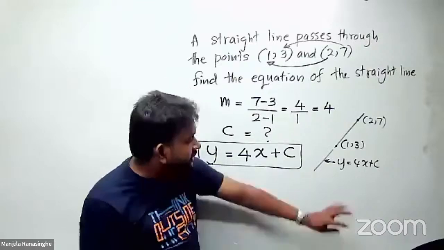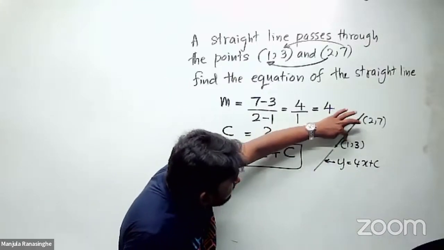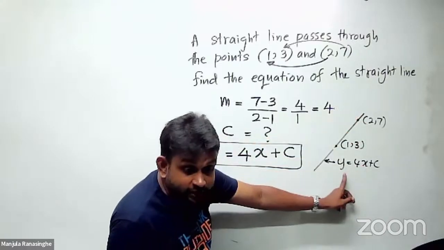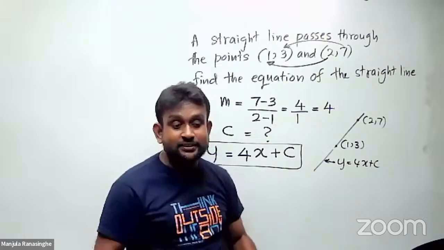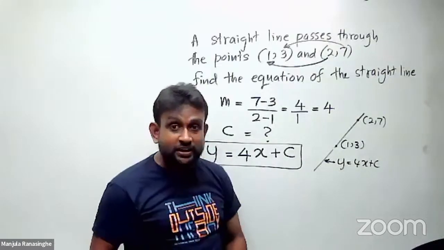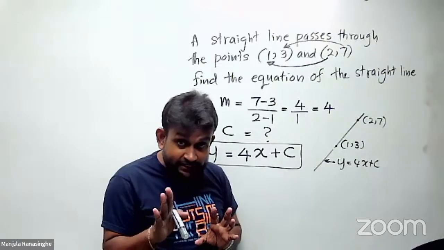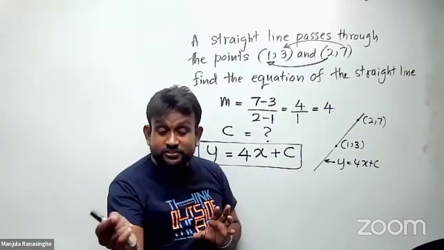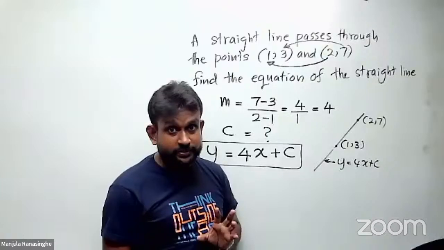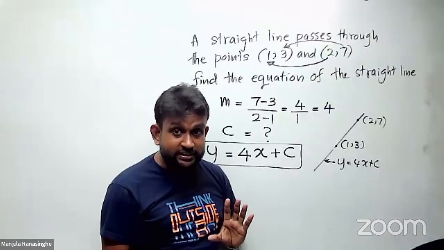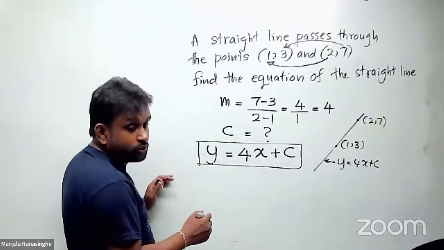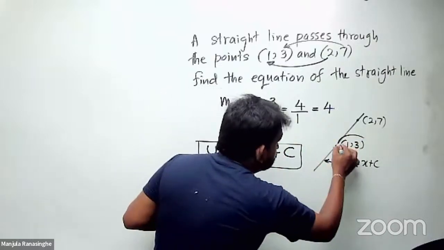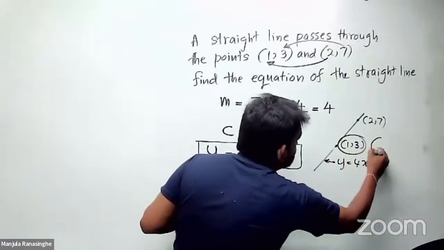It means that the x and y coordinates, if we substitute them into this equation, satisfy it. When a certain point lies on the straight line, that point can be substituted into the equation. So that is the condition. So you can choose either point of these two, and I choose this point, 1, 3.